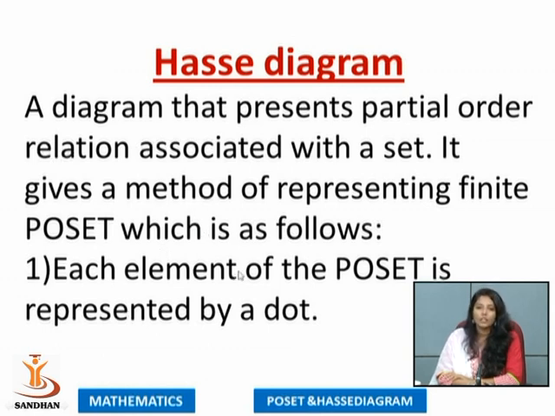First, each element of the poset is represented by a dot. If you are given a 3-element set, all the 3 elements have to be shown by a dot.